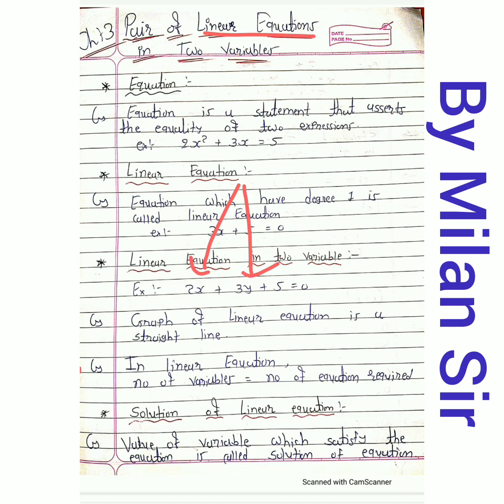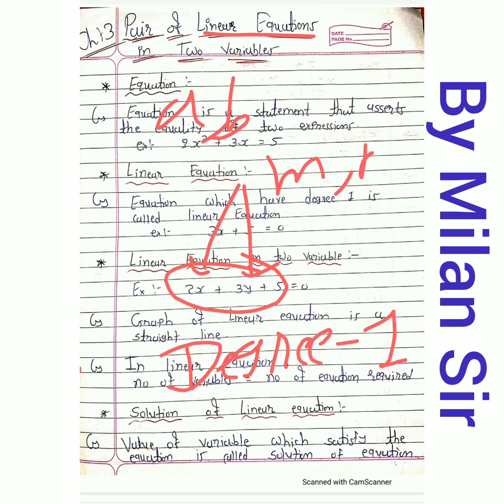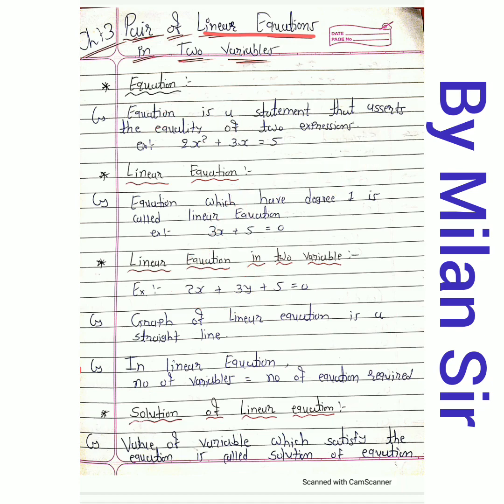Here two variables are present, x and y, and both have exponent 1. That means degree is equals to 1, the highest power of variable. So this is one linear equation and two variables are present in it. That's why this is called linear equation in two variable, right? The variables need not always be x and y, but sometimes a, b, or m, n, it can be any alphabet. So a linear equation which has two variables is called linear equation in two variable.